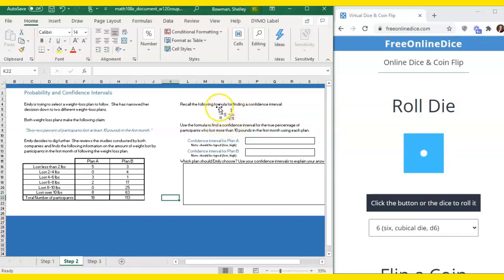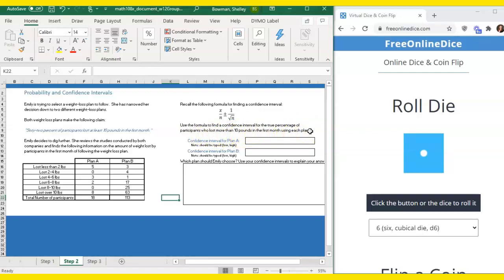X is the number that we're looking at. N is the total number in the group, the sample size, and this n is the same n here. So the first thing I'm going to do is find what X, or number, I'm going to be interested in looking at. We're using this formula to find the confidence interval for the true percentage, like a population, not just the sample, the true percentage of participants who lost more than 10 pounds in the first month using each plan.